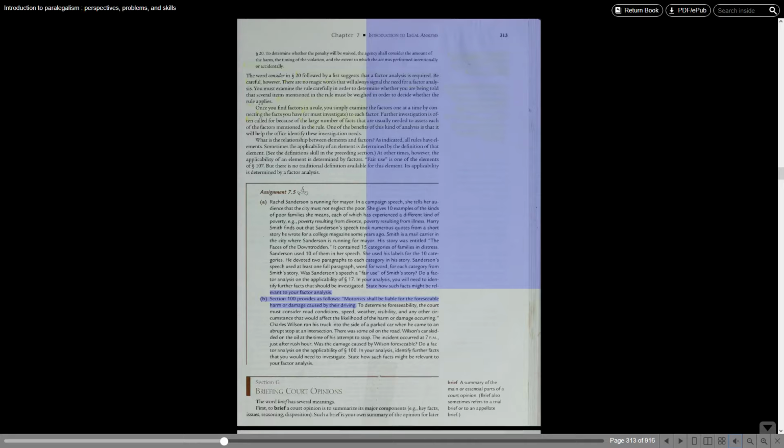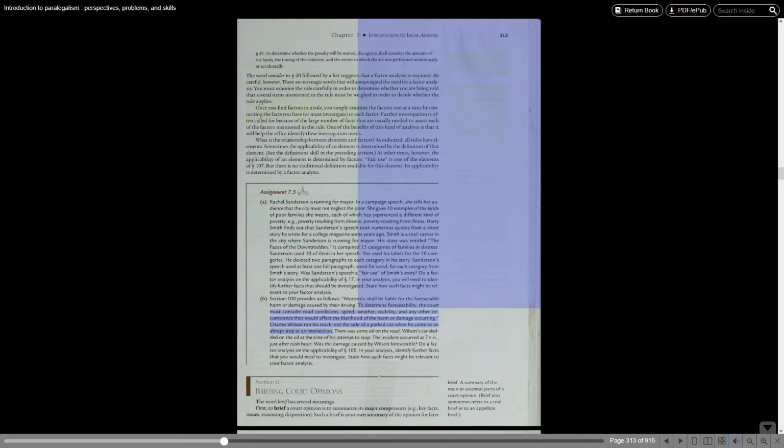B. Section 100 provides as follows. Motorists shall be liable for the foreseeable harm or damage caused by their driving. To determine foreseeability, the court must consider road conditions, speed, weather, visibility, and any other circumstance that would affect the likelihood of the harm or damage occurring.